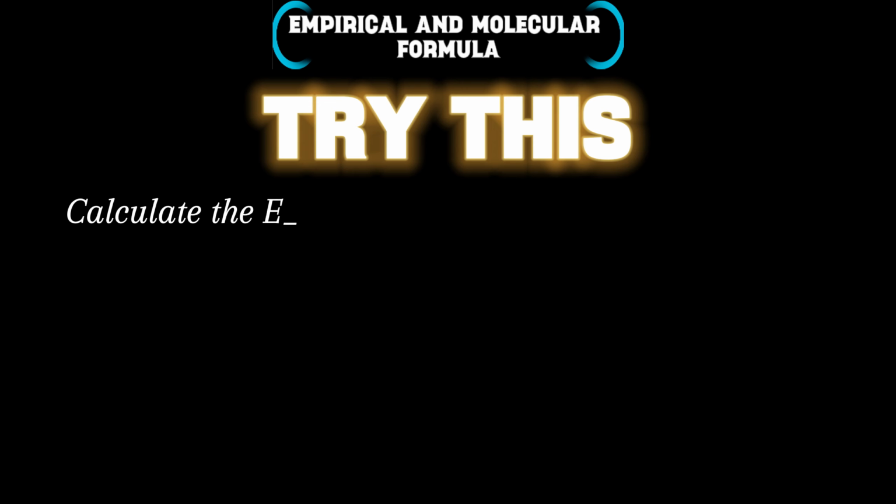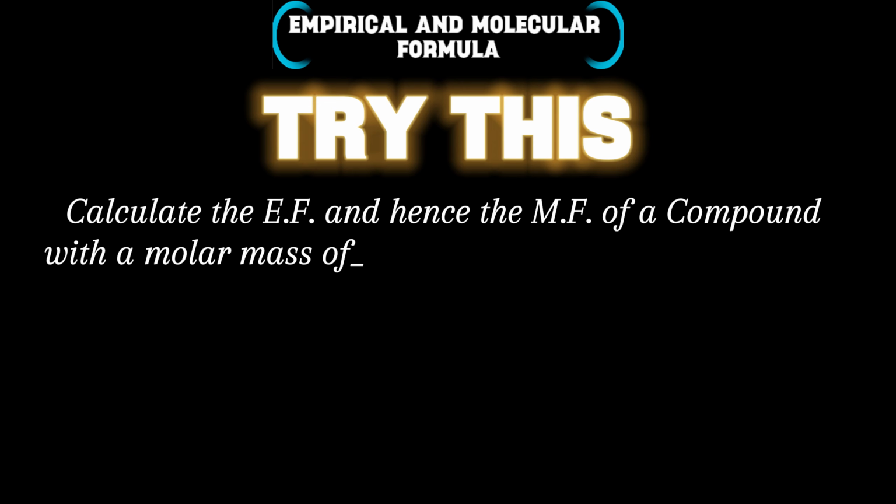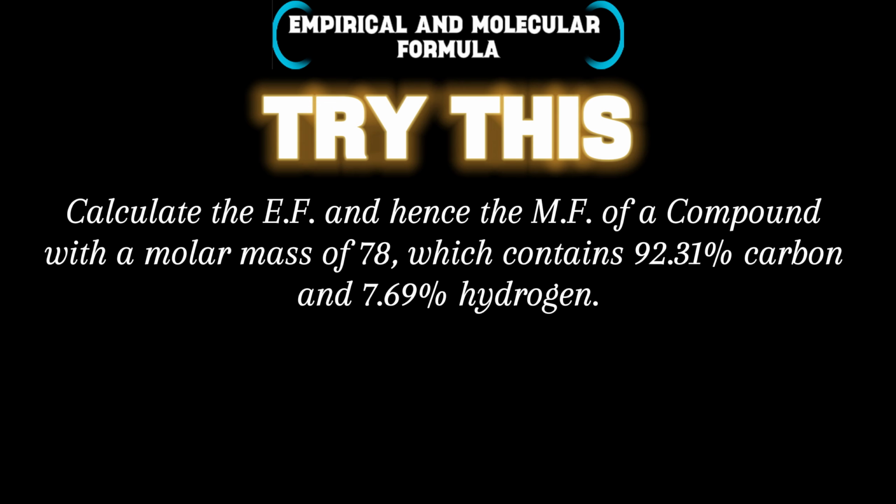So let's look at a quick student challenge. You try this. Calculate the empirical formula and hence the molecular formula of a compound with a molar mass of 78, which contains 92.31% carbon and 7.69% hydrogen. You pause the video and do the calculation.